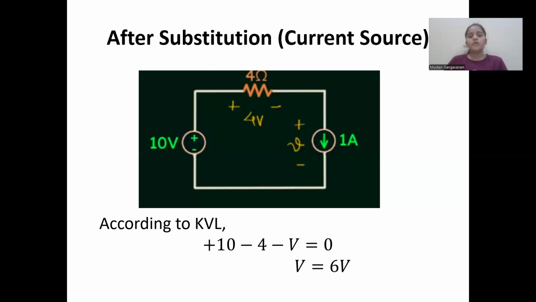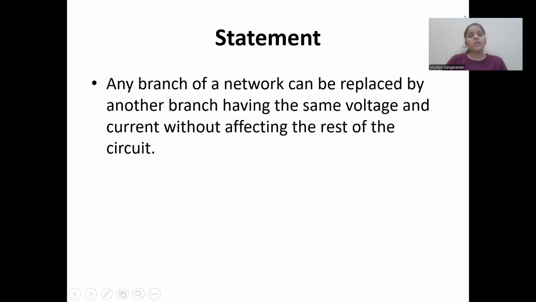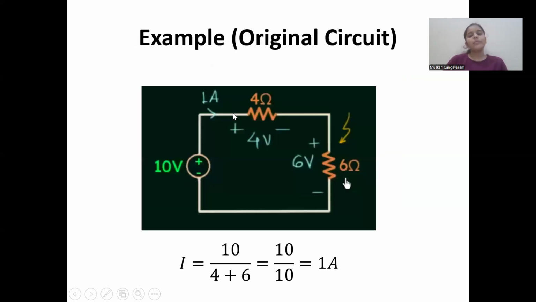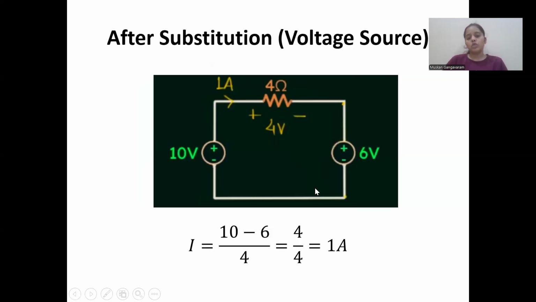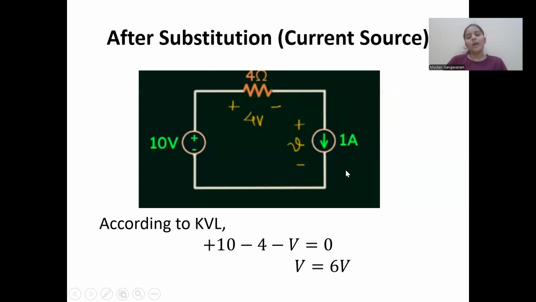So it proves the substitution theorem: any branch of a network can be replaced by another branch having the same voltage and current without affecting the rest of the circuit. In this example, we replaced the 6 ohms resistor with a 6 volts voltage source and a 1 ampere current source, but the parameters did not change.